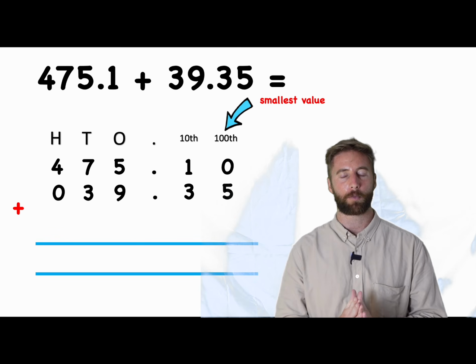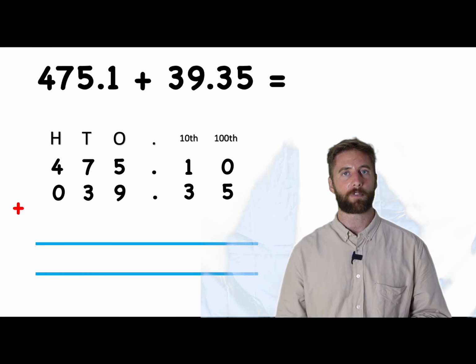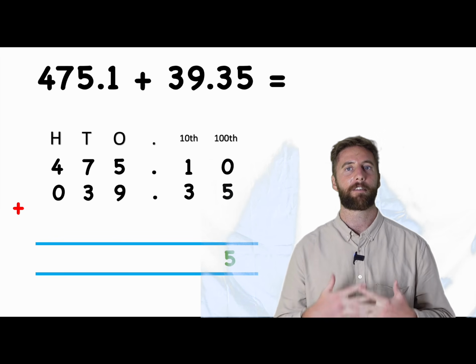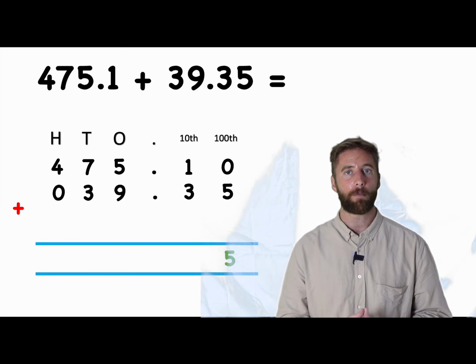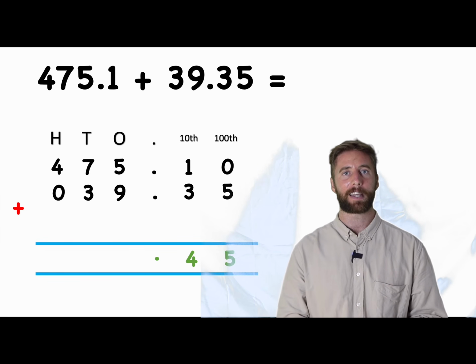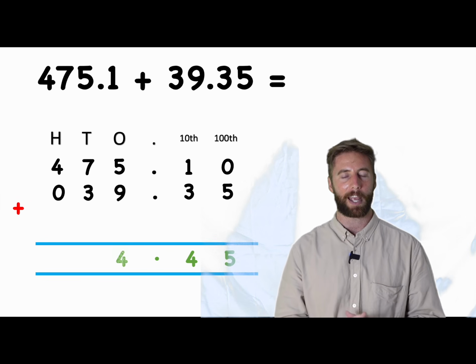We always start with our smallest value, so here we go. 0, add 5. We always start with our smallest value, which is now our 100ths column, and I'm going to add 0 to 5, which gives me 5. Now in my tenths column, I can add my 1 to my 3, that gives me 4. And now it's really important that I put my decimal in place, and I can see that they're all still in line. Give myself a big tick, I'm already getting things right.